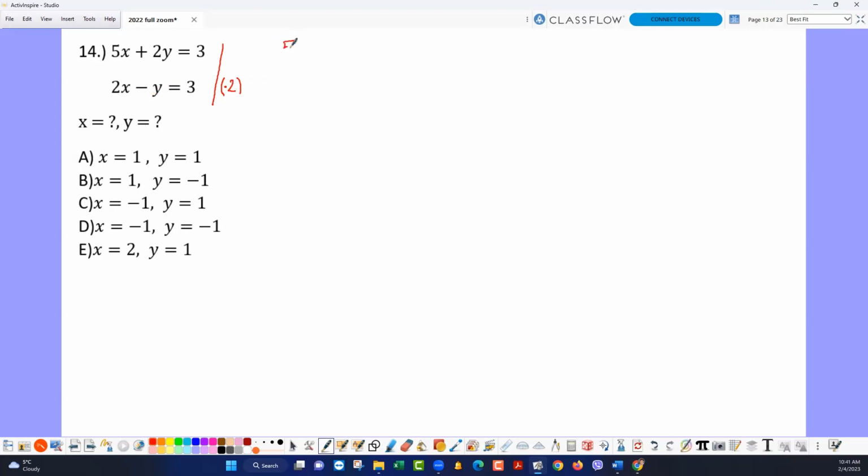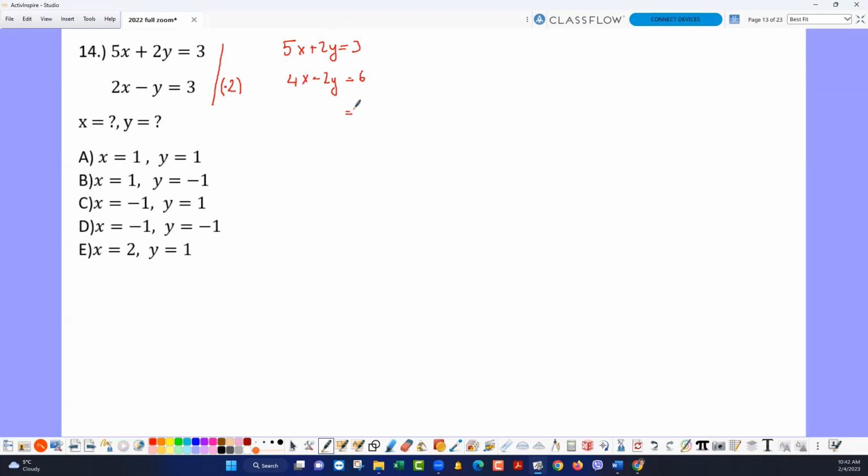The first one I'm going to keep: 5x plus 2y is equal to 3. And when I multiply the second one by 2, all of them are multiplied by 2. 2 times 2x is equal to 4x. 2 times minus y is equal to minus 2y. And here 2 times 3 is equal to 6. My aim was to get the same number with different signs. So this is 2y, this is minus 2y.